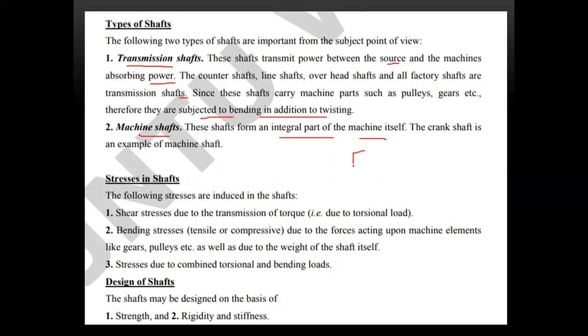For example, if there is a motor, definitely that motor must have a small shaft. If there is a fan, for the fan to rotate there must be a shaft. These are the shafts which are assembled, which are the integral part of the machine itself. The crank shaft is an example of a machine shaft.